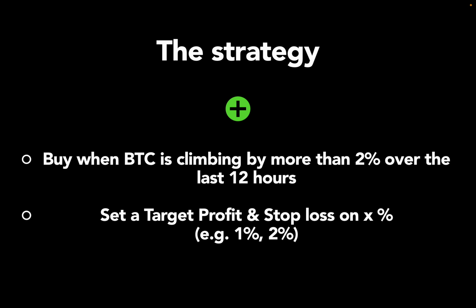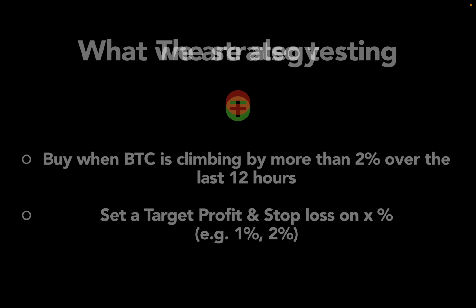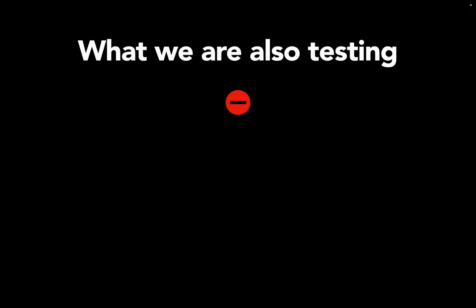You are buying when the Bitcoin is climbing by more than 2% over the last 12 hours. Then you are setting a target profit and stop loss on X%. So for instance 1%, meaning Bitcoin was rising by 2% over the last 12 hours. You are selling when it is climbing by another 1% after that, or it is falling by another 1% after that. We are also testing the vice versa strategy.